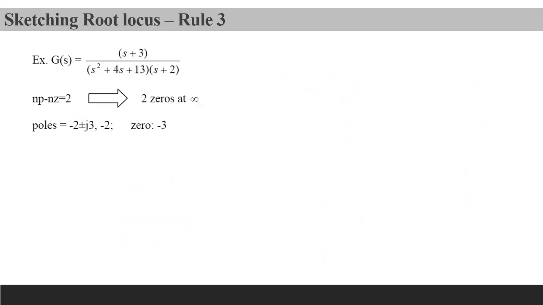So let's say this is our example. In this example, we have two poles here and one pole here, so it makes three poles. And we have just one zero here. So np minus nz is 3 minus 1, which equals 2, and we have hypothetical two zeros at infinity. So let's sketch that. Before sketching, I can write the formula, which was (2i plus 1) times pi divided by 3 for angles, right?